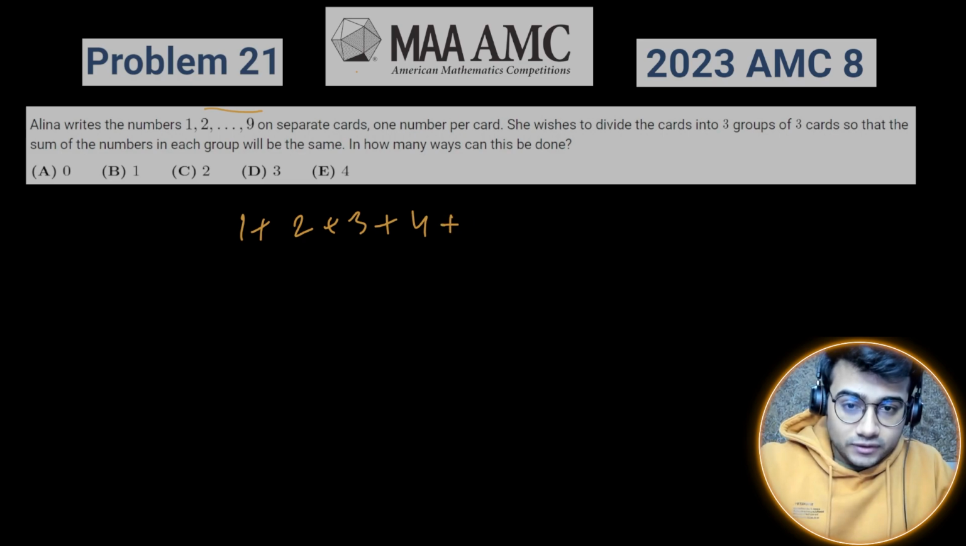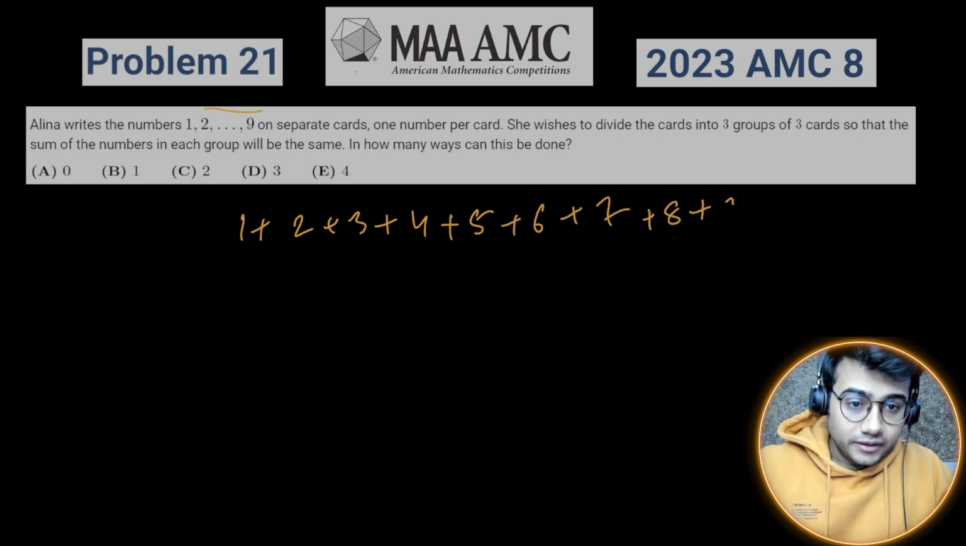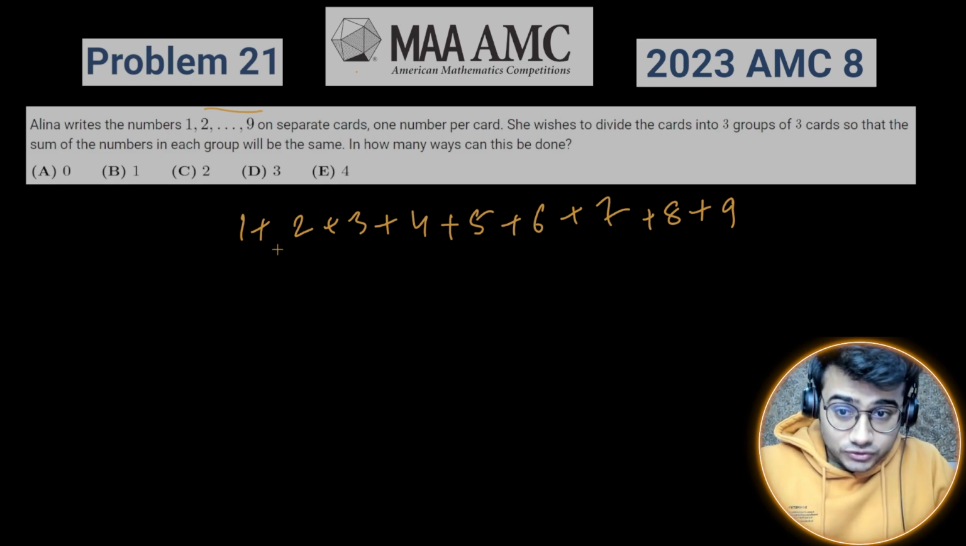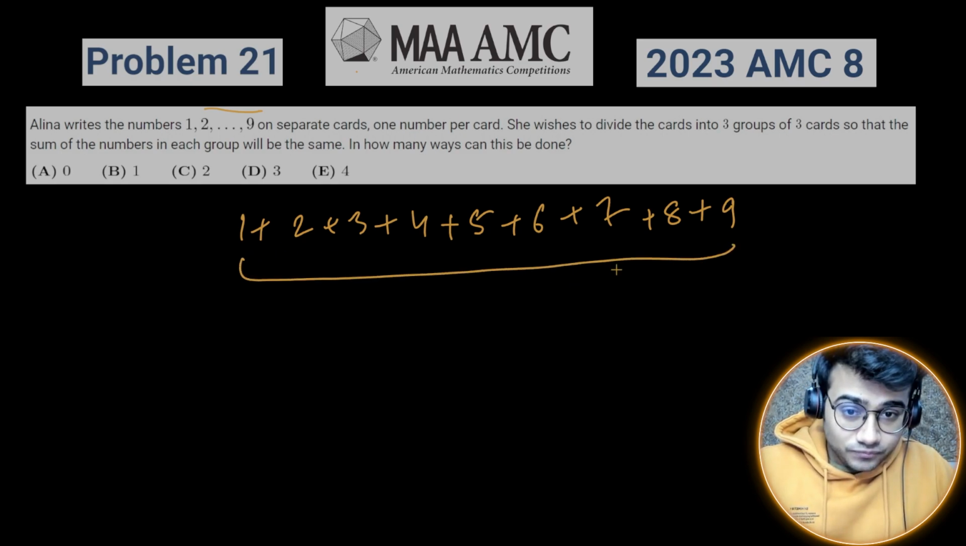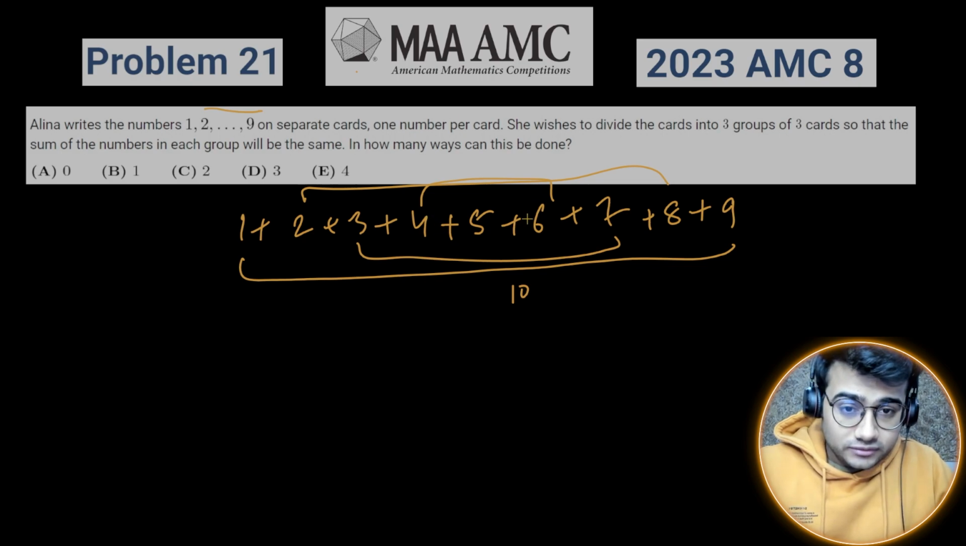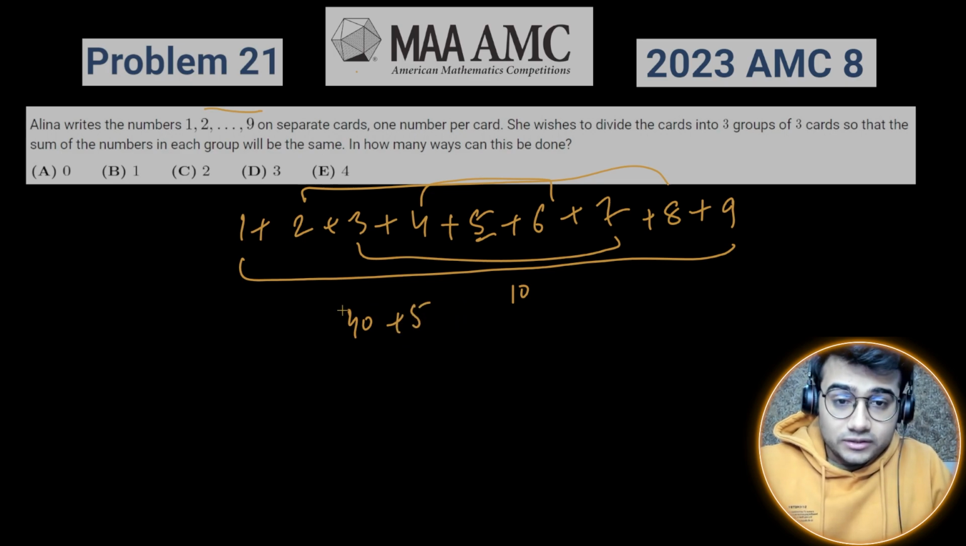So 5, 6, 7, 8, 9, and I'll show you a trick here. You can add them really easily if you just realize that the first and the last add up to 10. Second and second last also add up to 10. Third and third last, fourth and fourth last. So all these pairs add up to 10. So that's 4 pairs, that's 40. Plus the middle one, that's 5. So the sum of these nine numbers is 45.